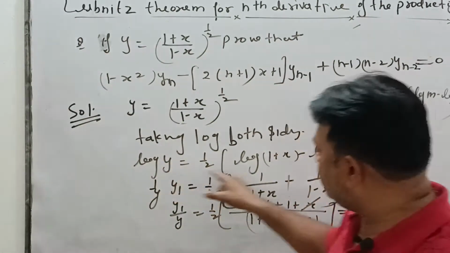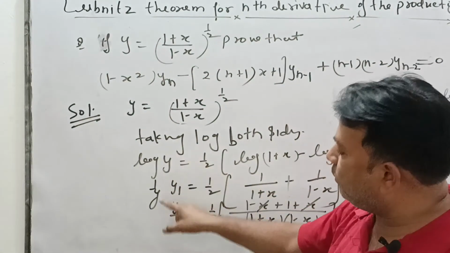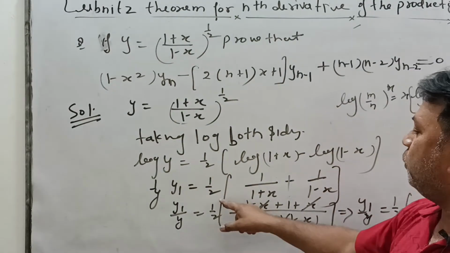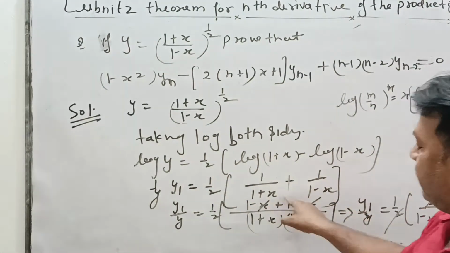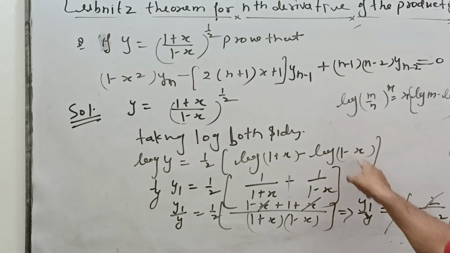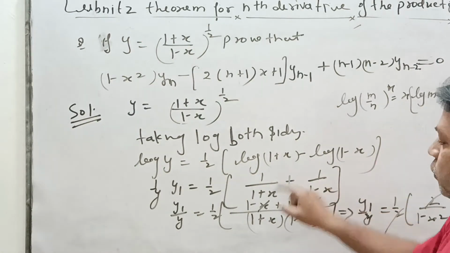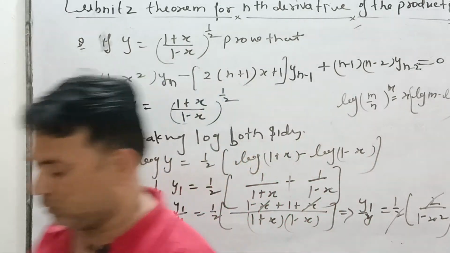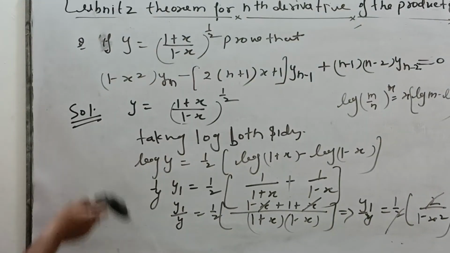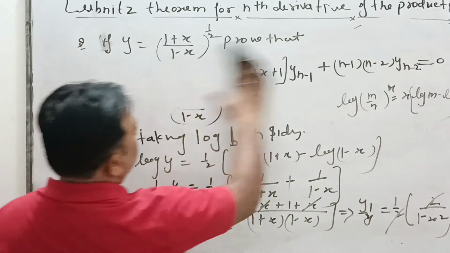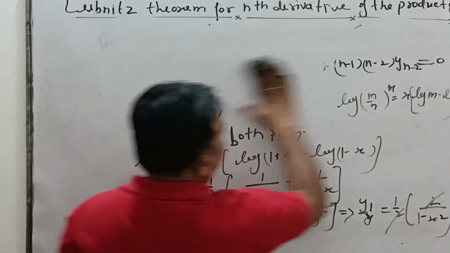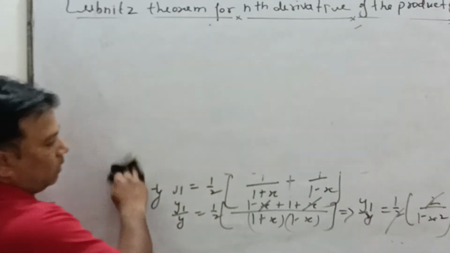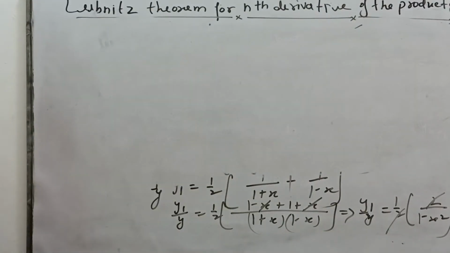Now differentiating this function with respect to x, log y gives 1 upon y, and the differentiation of y is y1. So y1 equals 1 by 2 times, log of (1 plus x) over (1 minus x), giving 1 upon 1 plus x minus 1 upon 1 minus x, with the minus sign. Taking the LCM, we sort out this question.